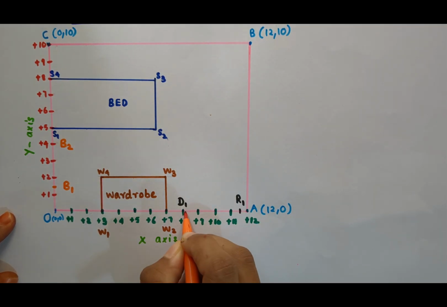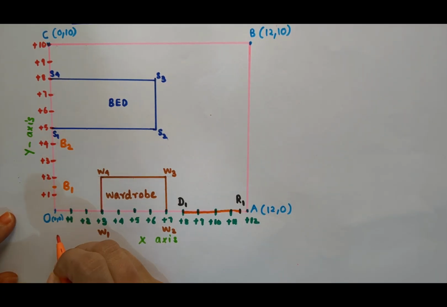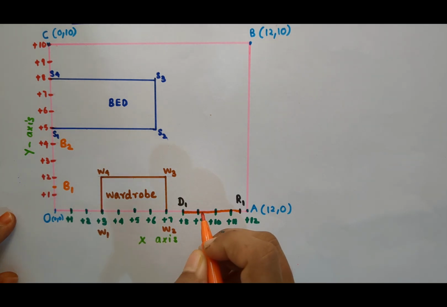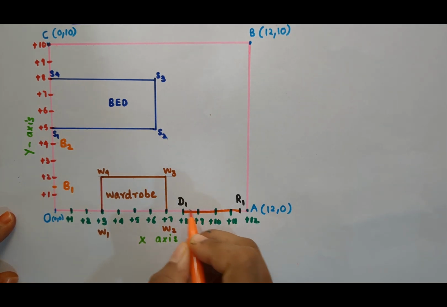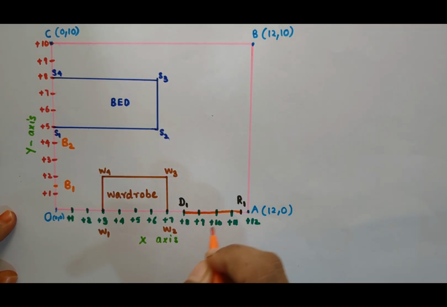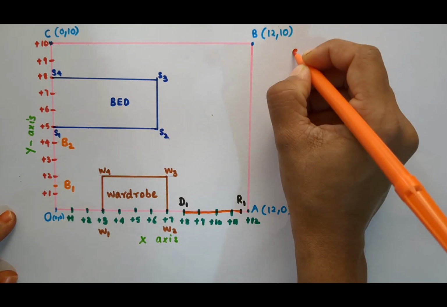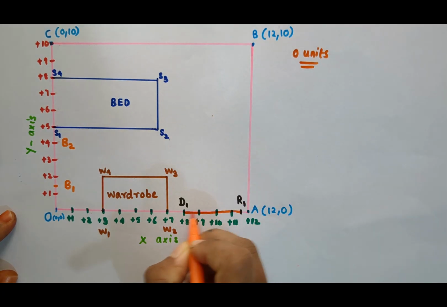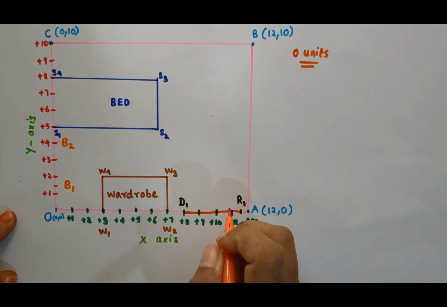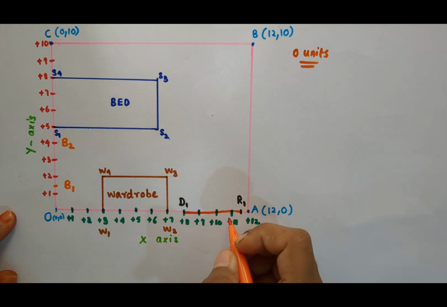So you see, this D1R1 actually represents the door to Riaan's room. So first question, how far is the door from the left wall, that is from the y-axis? And how far is it from the x-axis? See, this door D1R1 is actually lying on the x-axis. So its distance from the x-axis will be equal to 0 units, because this door is actually lying on the x-axis.